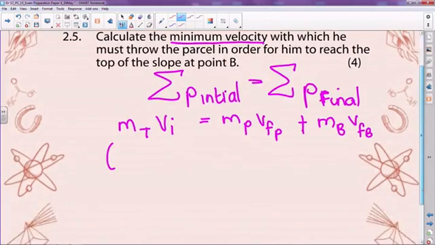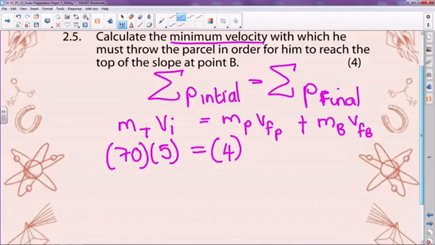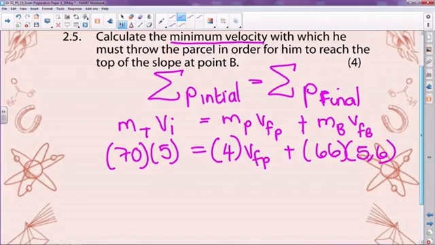Now, the boy was 70 kilograms with the skateboard and the parcel, and they were going at 5. Afterwards, the parcel, which has a mass of 4, has a velocity which we are looking for. The boy has a mass of 66, and we know that it's going at 5,6 meters per second. Now, all we have to do is solve for VP, which I've done, and what we get, now watch here, is you get a negative answer.